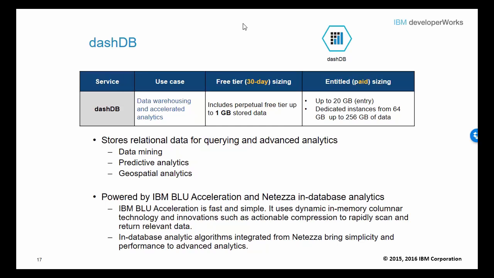And there's also the in-database algorithms ported from Netezza that allow you to do more advanced analytics in the database itself, making it perform much better than an application could by fetching that data and doing those calculations outside the database.